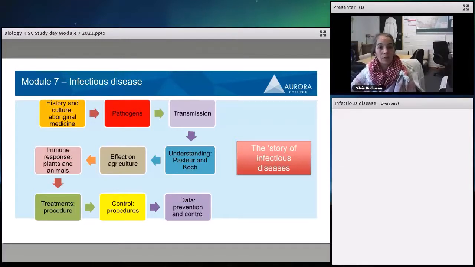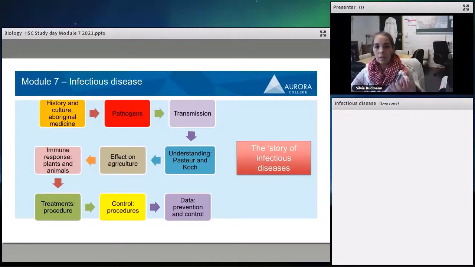So if you start from the history of diseases, how all the ancient cultures were using medicine to treat pathogens, right? What pathogens were they actually treating? They didn't know anything about diseases. So how they were treating those pathogens, what type of pathogens they were treating, how it was transmitted, right? So up to here, we are in history.